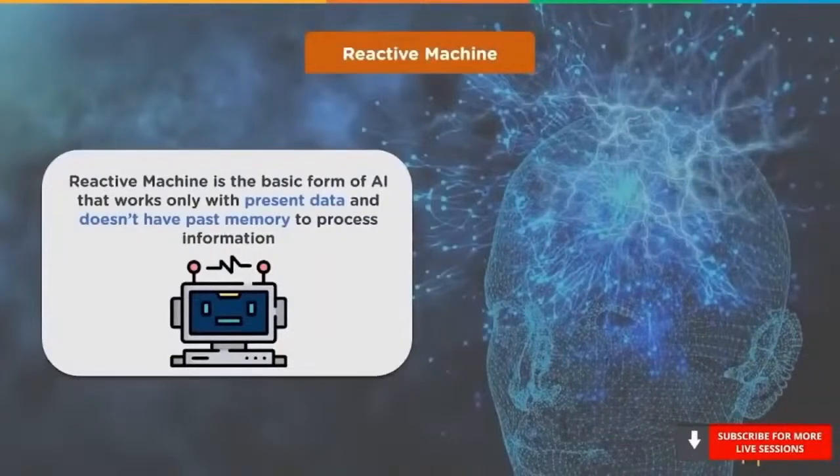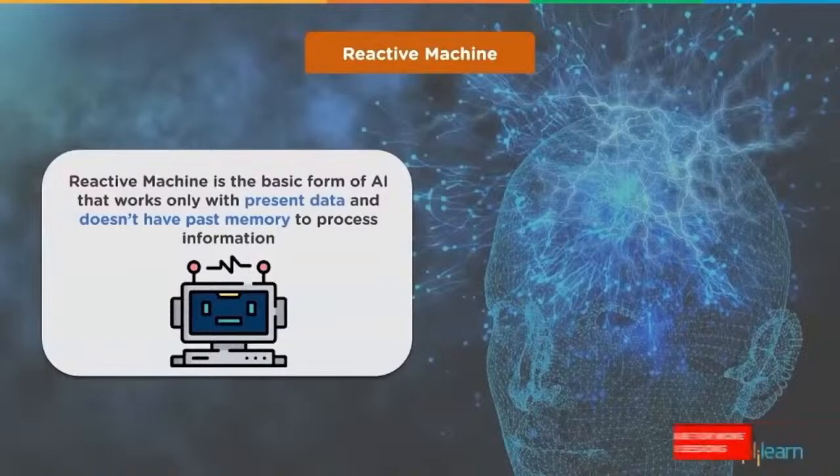In this category, first we have reactive machine. A reactive machine is the basic form of AI that does not store memories or use past experiences to determine future actions. It works only with present data. They simply perceive the world and react to it. Reactive machines are given certain tasks and don't have capabilities beyond those duties.